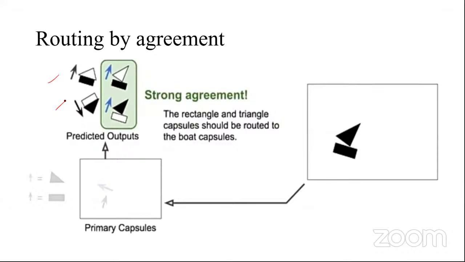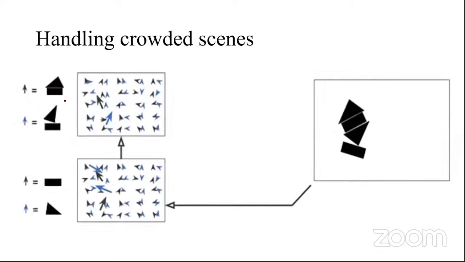Sometimes in the same picture, I may have a house type and a boat type. See here, I am able to see the house type and the boat type. So I need to handle this crowded scene. Both are represented with a triangle and a rectangle. We need to identify this. So how can we do this?